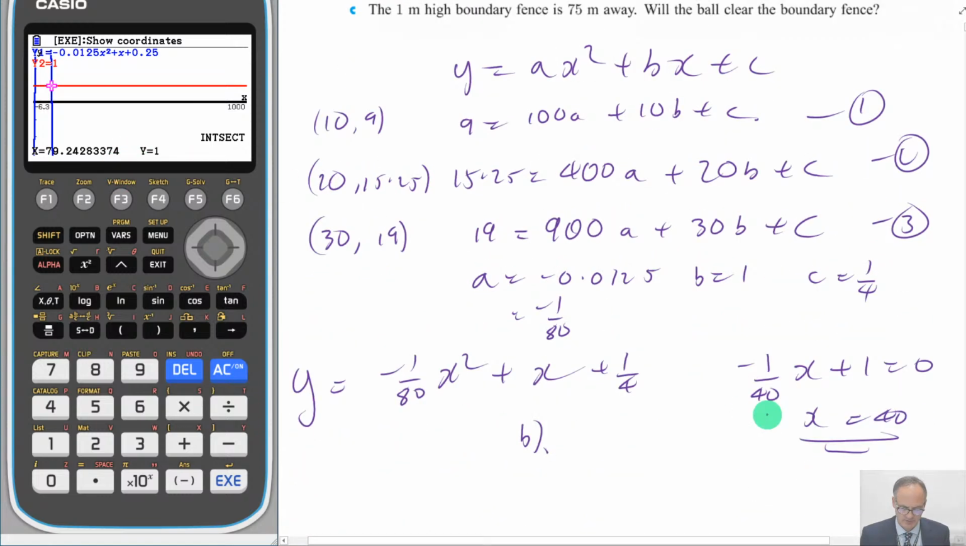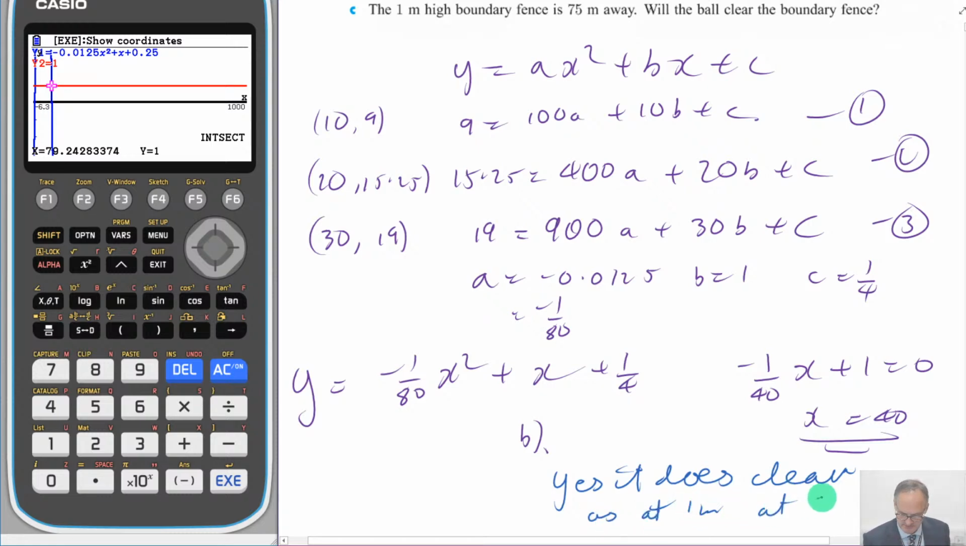Okay, will the ball clear the fence? Yes, it does clear, as it is at 1 meter at 79 meters away. Okay, so we can do it that way.